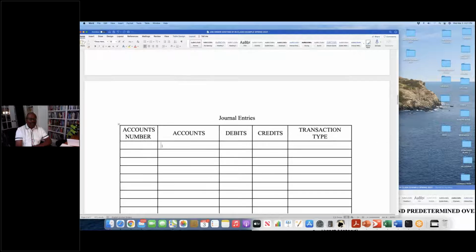50,000 worth. So what's that journal entry going to be? Okay, make that journal entry. Yes, we can make that journal entry. It's going to be cash and common stock, 50,000.